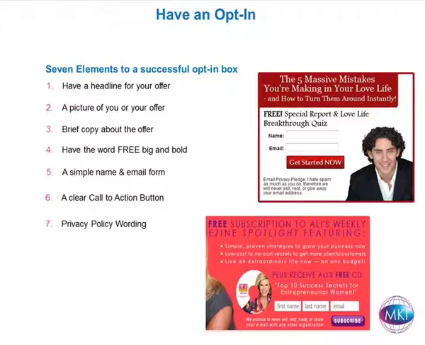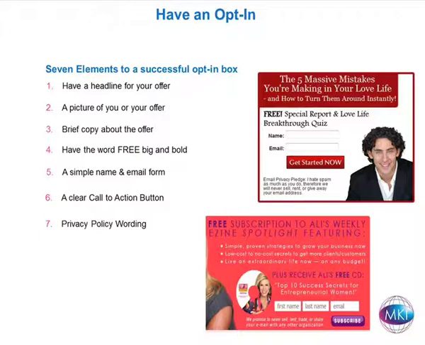The fourth one is really important. Have the word free big and bold. So you see how they've both got almost first sentences, free. It's crucial. Everyone's looking for value and everyone's looking for something for nothing. So this is talking to that part of their unconscious mind that's looking for that value.